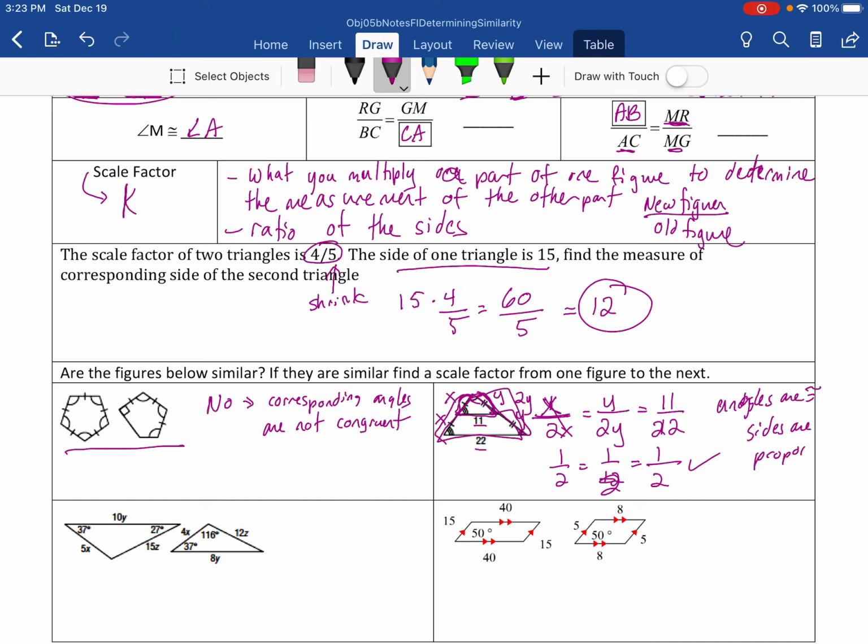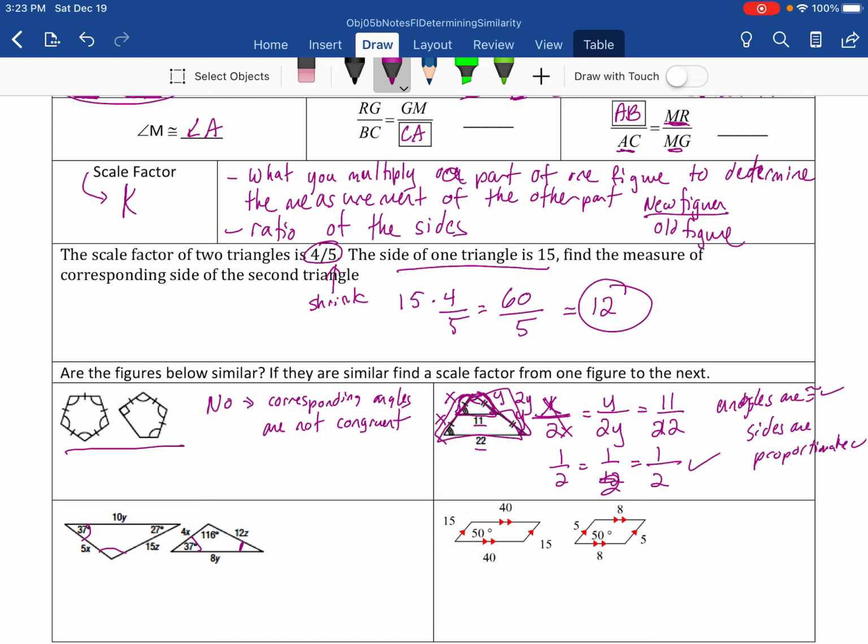Sides are proportionate. Okay, those are the things that you look for. This next one, I look first, I want to make sure that the angles are congruent. So we have 37 and 37, but I don't know these 2 angles, so I subtract from 180.